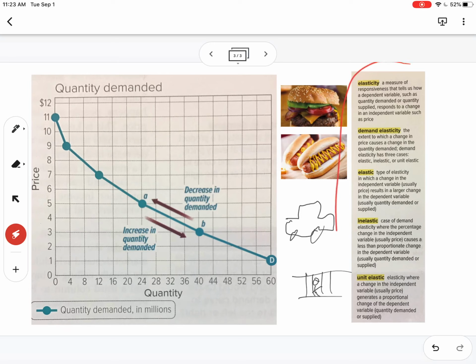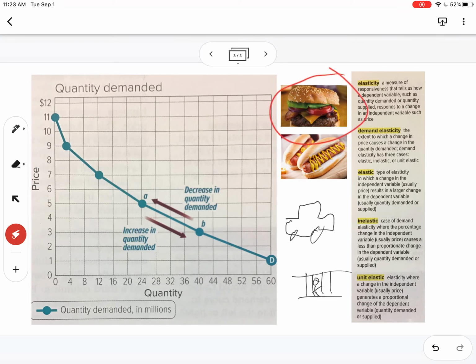And all this comes down to basically, when you look over here on the right side of the screen, you'll see a few different definitions. And we're going to focus on elasticity. So, a measure of responsiveness that tells us how a dependent variable, such as quantity demanded or quantity supplied, responds to a change in an independent variable such as price.